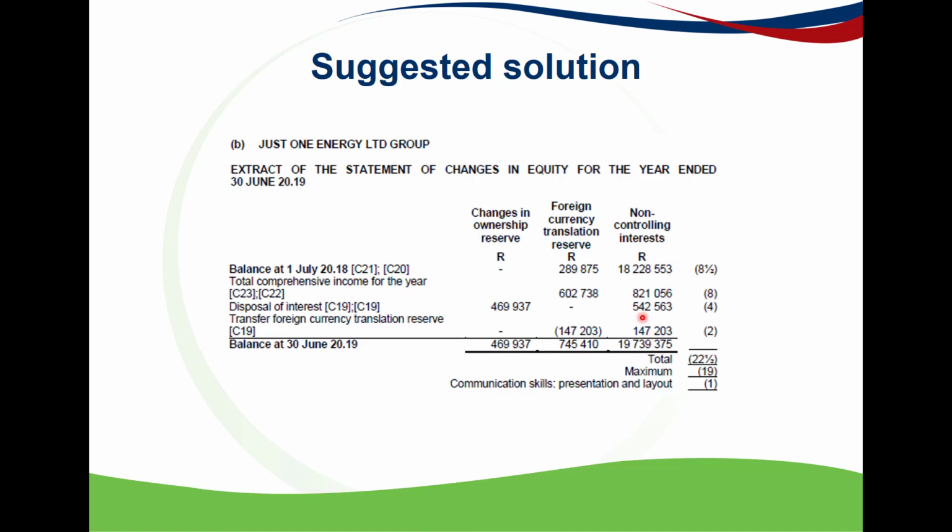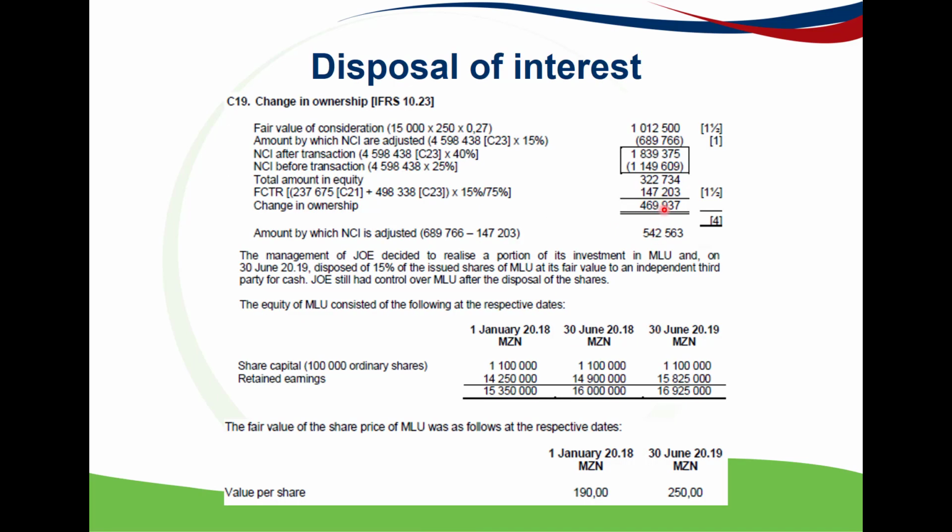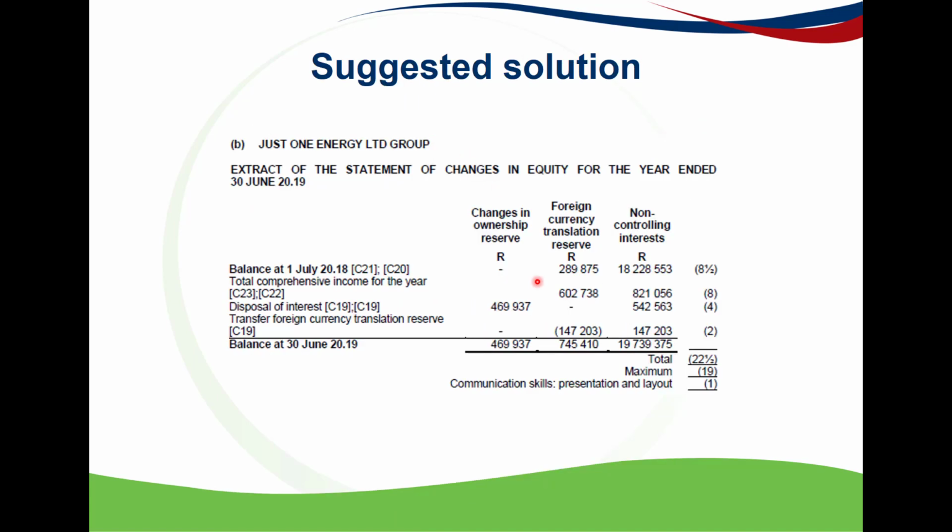542563, because we have to disclose the movement in or the transfer of the FCTR in a separate line item. So 542 plus 147 gives us our 689766 that we've calculated. The reason why it's included there is, remember that this net asset is already translated at the closing rate, so it includes the FCTR as well.